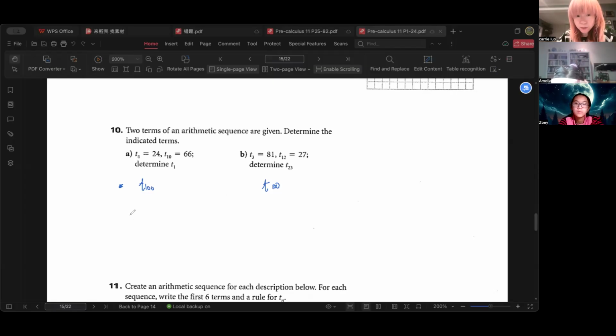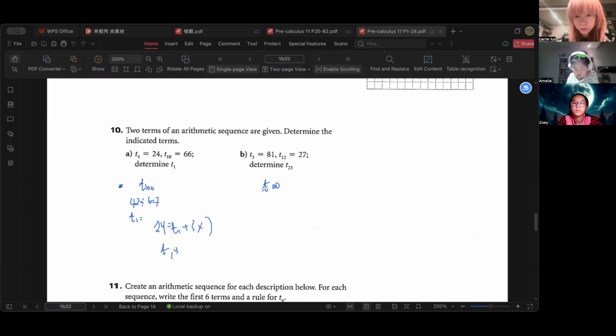Okay, so first one, Amelia. How did you find out T1? First I did 66 minus 24, which equals 42, and then 10 minus 4 equals 6, and then 42 divided by 6 equals 7. So 24 equals T1 plus 3 times 7, right? So T1 equals 3. Yeah, very good.